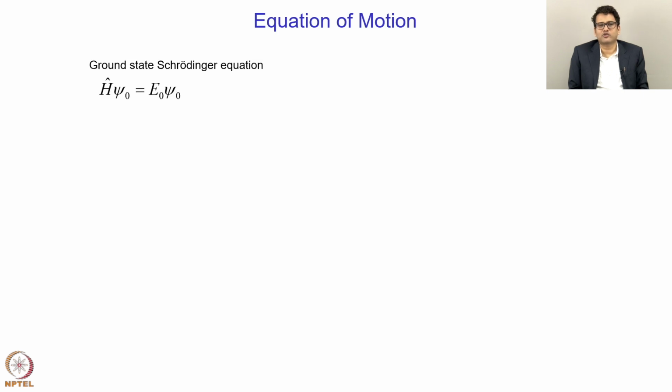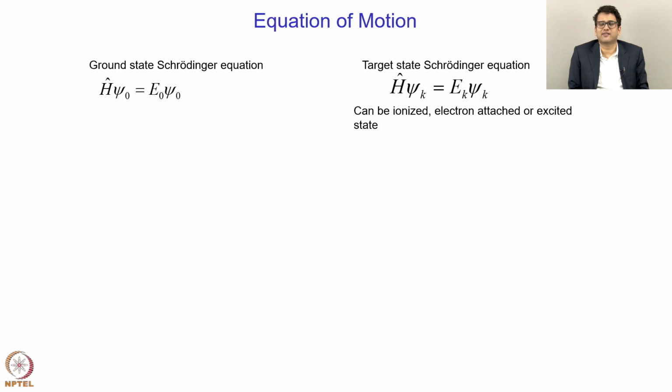So, in the equation of motion approach, the ground state Schrodinger equation is solved like this, and the target state Schrodinger equation is for the kth target state. This is the Schrodinger equation. Now, when I say kth target state, it may be an ionized state, electron attached state, or an excited state. It can be a double ionized state, double electron attached state, triple electron attached state, triple ionized state, like that. So, it can be any target state.